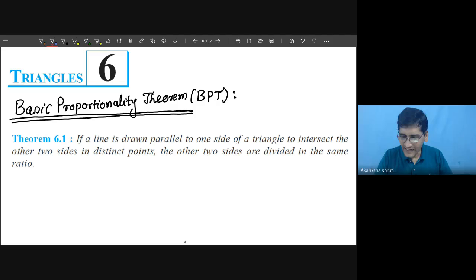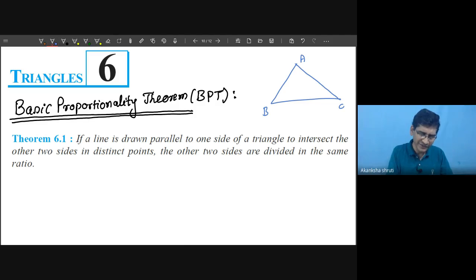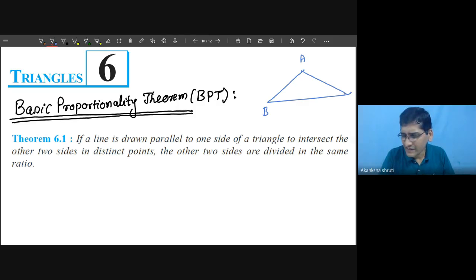If you consider any triangle, say consider a triangle ABC. Just consider any kind of triangle. It need not be equilateral. If it appears to you equilateral, you may change it to any other kind. So let us consider a triangle ABC.